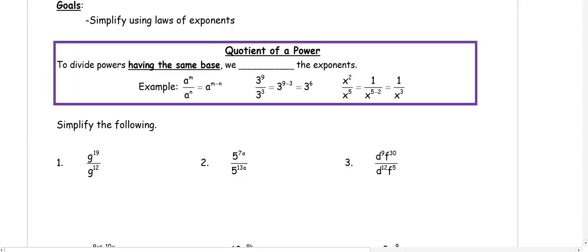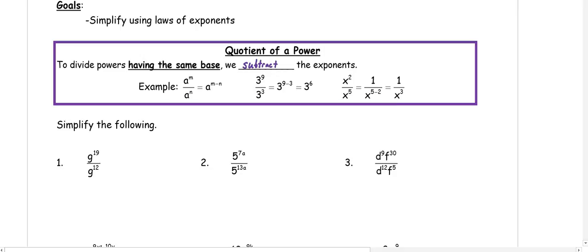This video is about the division properties of exponents. So we're going to simplify using the laws of exponents. So the quotient of a power: to divide powers that have the same base, we are going to subtract the exponents. So now our base is going to have 1 in the denominator and 1 in the numerator, so we're going to subtract our exponents.